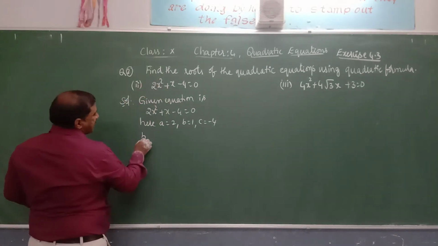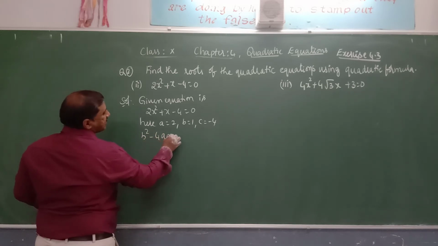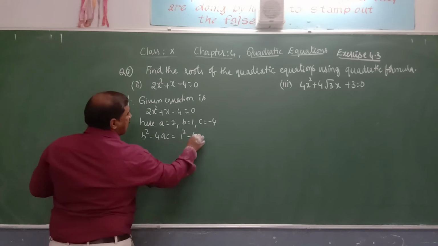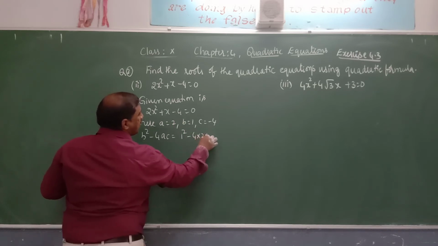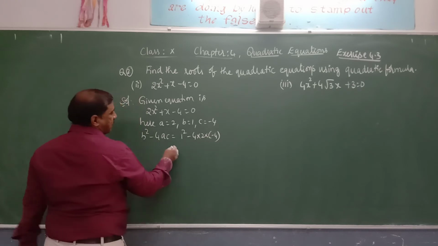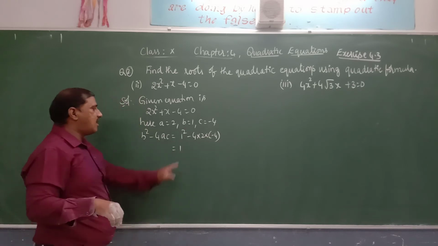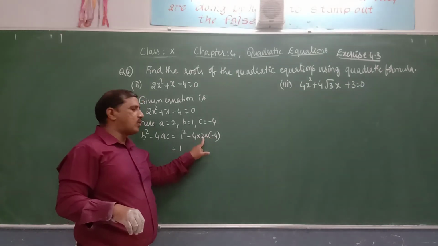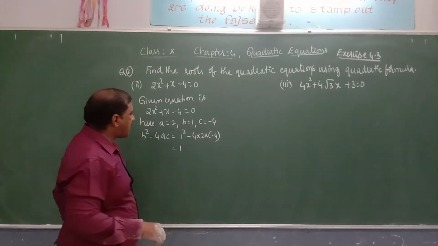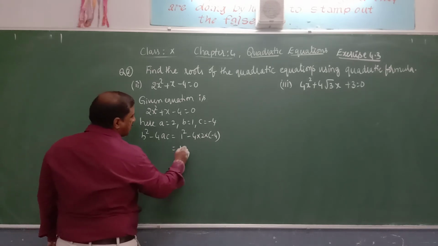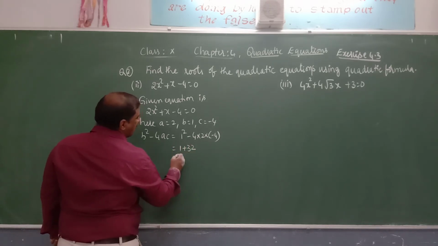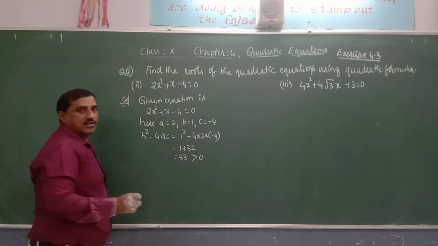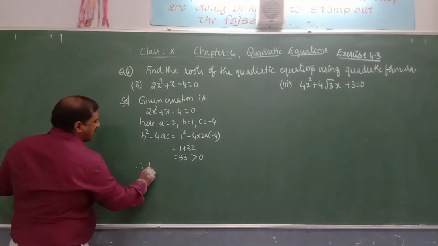Now, b square minus 4ac is equal to b square, that is 1 square, minus 4 into a, which is 2, into c, which is minus 4. That is 1 square is equal to 1, minus into minus is plus, 4 into 2 is 8, 8 into 4, 8 fours are 32, so it is plus 32. We got 1 plus 32, which is 33, which is greater than 0. Therefore real roots exist.